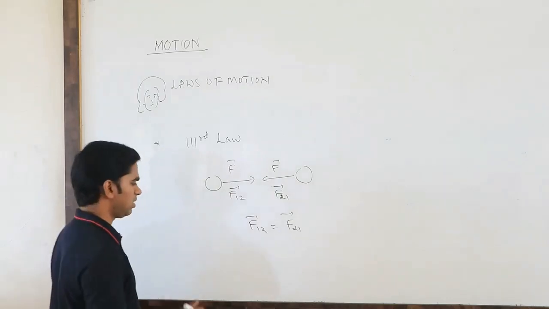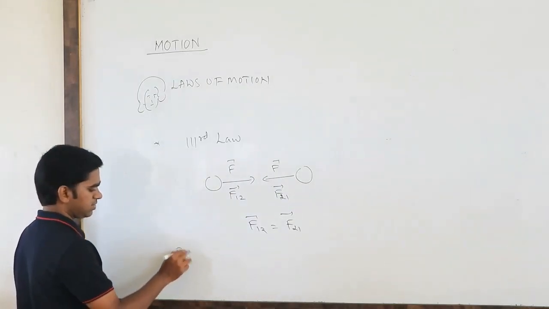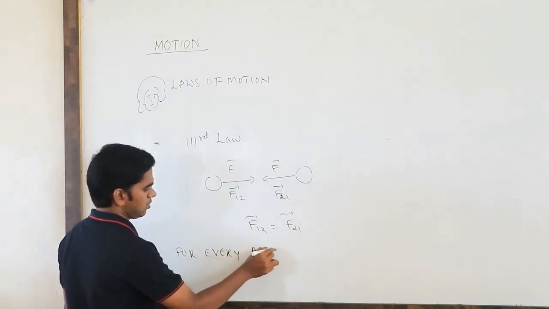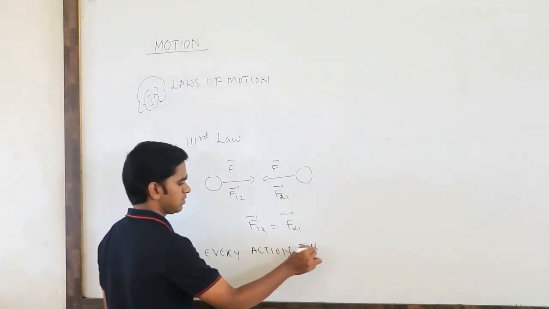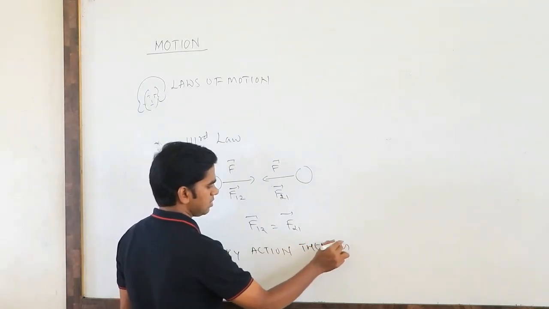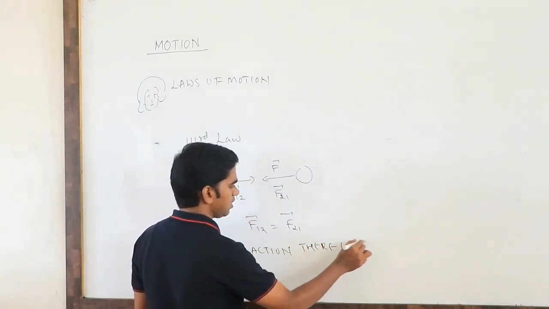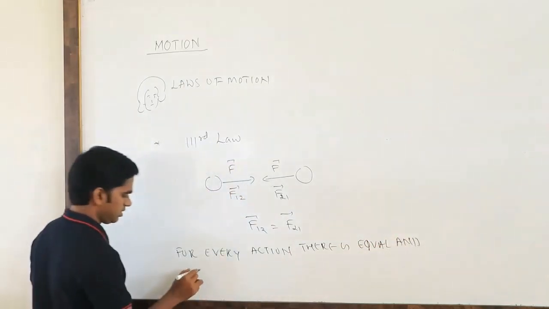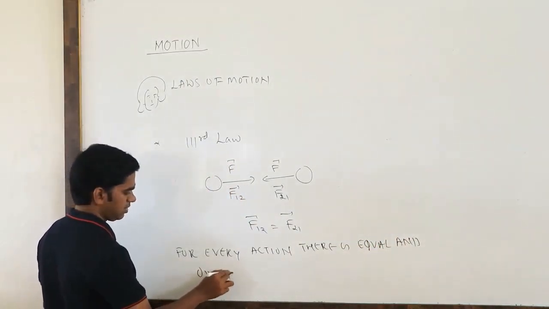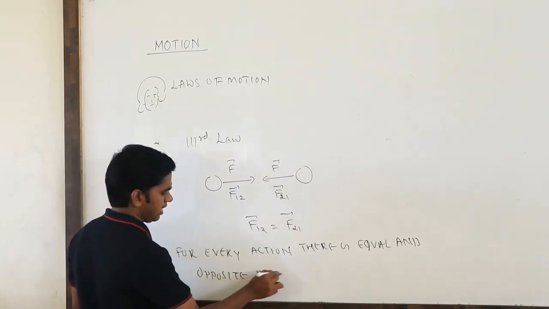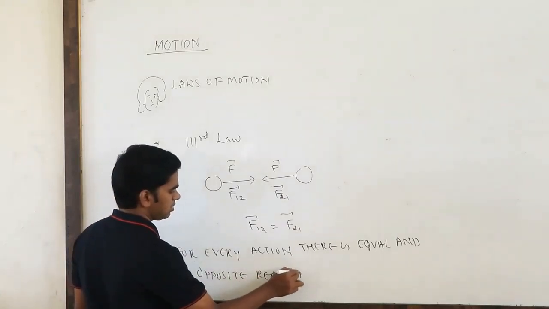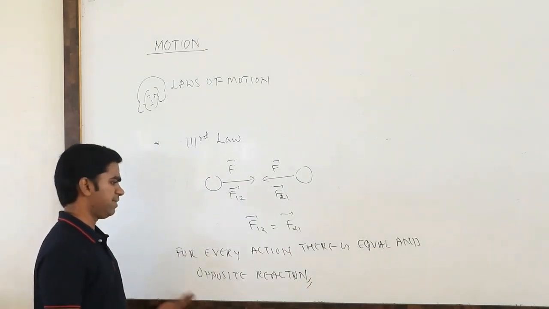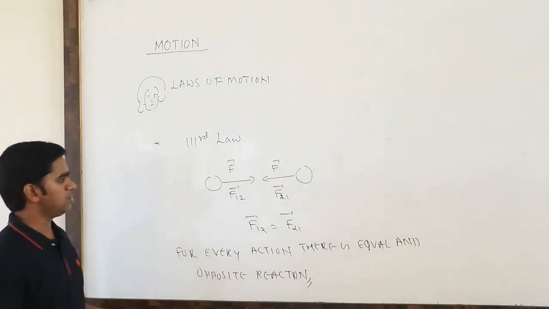So that is what we call: for every action, there is an equal and opposite reaction. This is what we call Newton's third law. For every action there is an equal and opposite reaction.